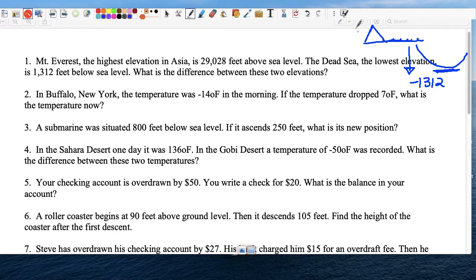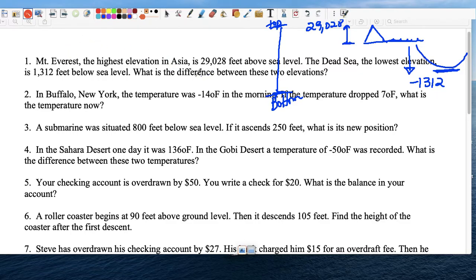Is it feet? Yes, it's feet. And from ground level all the way to the top of the mountain is 29,028 feet. They're asking what that distance is from the top of the mountain all the way to the bottom, the top of the mountain and the bottom of the sea. When we calculate distance, I mentioned that we should use the absolute value symbol because we're measuring distance. And here is why.